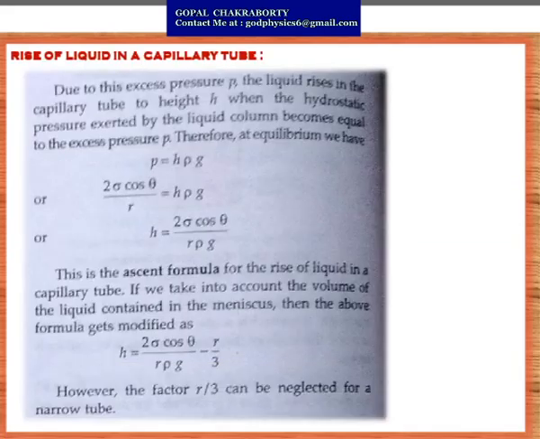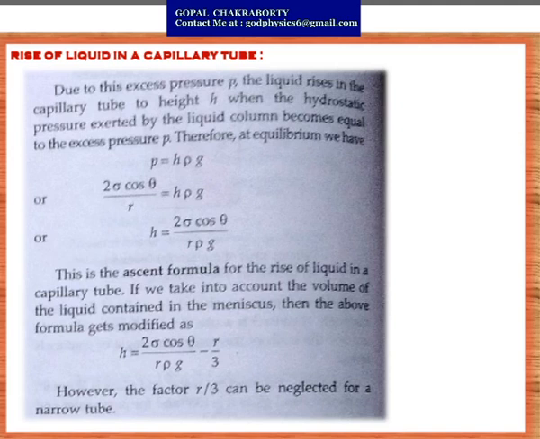Next, due to this excess pressure P, the liquid rises in the capillary tube to a height H when the hydrostatic pressure exerted by the liquid column becomes equal to the excess pressure P. So for equilibrium we can write pressure equals H rho g. Equating these two we get 2 sigma cos theta by R equals H rho g. So H equals 2 sigma cos theta by R rho g. This is the instant formula for the rise of liquid in a capillary tube.